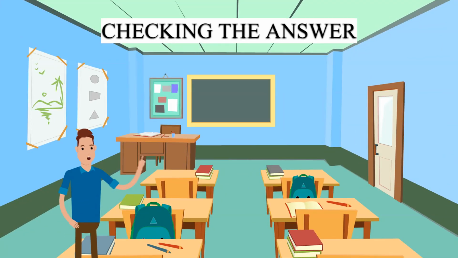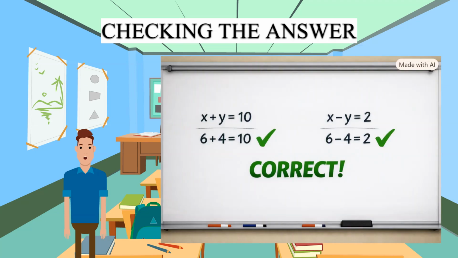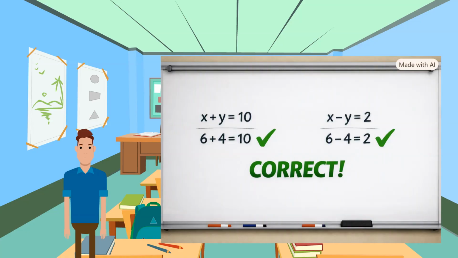It's always a good idea to check your answer. Put x equals 6 and y equals 4 into the first equation. 6 plus 4 equals 10. Correct. Now check the second equation. 6 minus 4 equals 2. Correct again. Therefore, our solution is definitely x equals 6 and y equals 4.